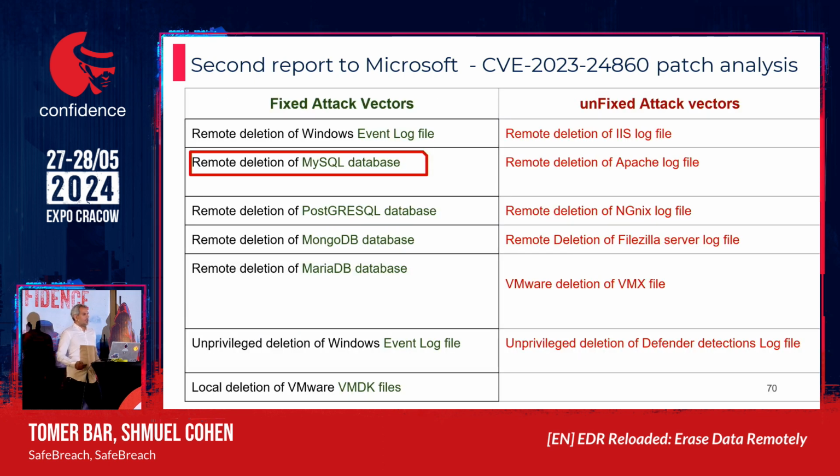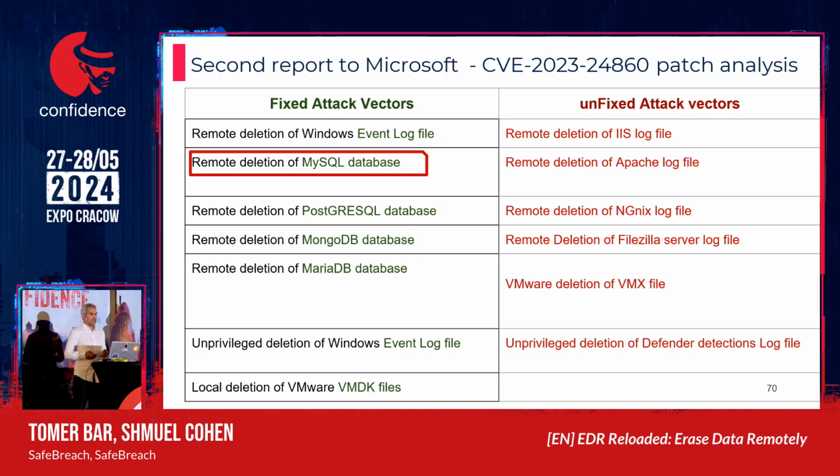So after checking the attack vectors we originally reported in January last year, we were able to see that almost half of the attack vectors are still valid. On the left, you can see a list of attack vectors that were fixed, and on the right, a list of attack vectors that were not fixed by the original patch.